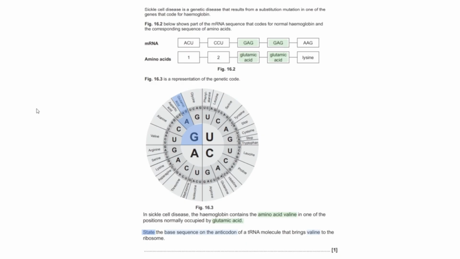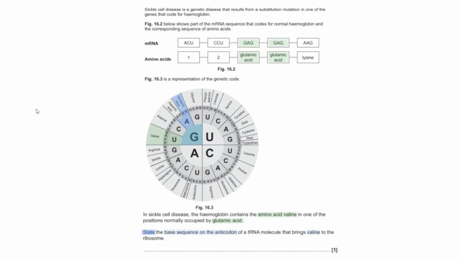This allows us to attempt to answer the question, how do we end up with valine instead? Well, valine, we can see, is coded for by G, U, and then either G or A or C or U. And it would be at this point which many candidates would give one of those four possibilities. However, that is the first trap that this question has laid.